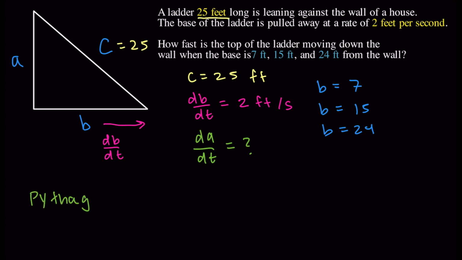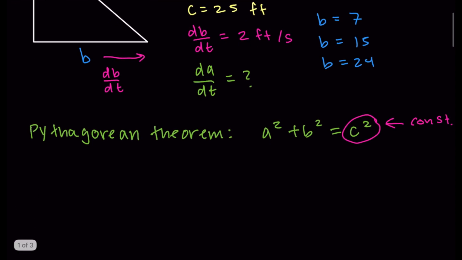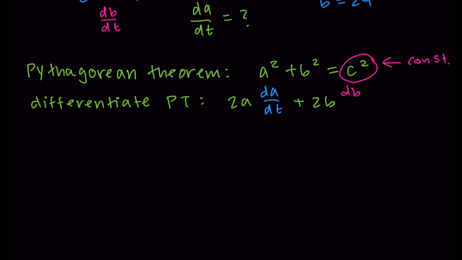Because we're working with the lengths of a right triangle, we should apply the Pythagorean theorem, which is a squared plus b squared is equal to c squared. We should take note here that c squared, which refers to the length of the ladder, is a constant. The ladder length cannot change. Because we're doing calculus, we should take the derivative in order to find the related rates. So we differentiate the Pythagorean theorem in order to get 2a dA/dt plus 2b dB/dt is all equal to 0.